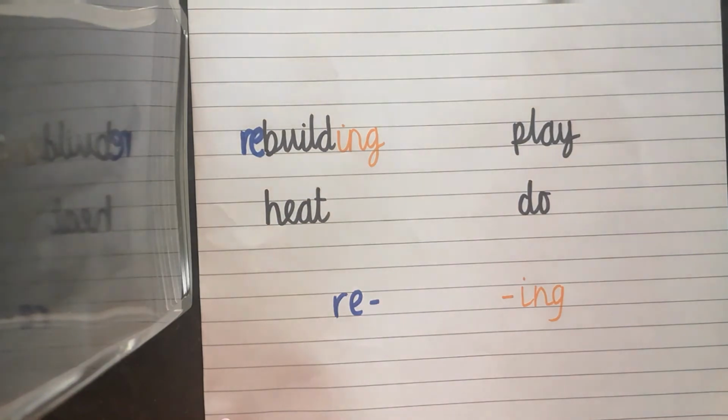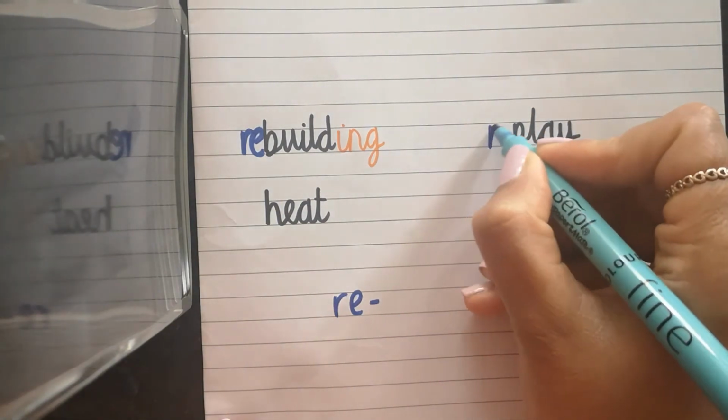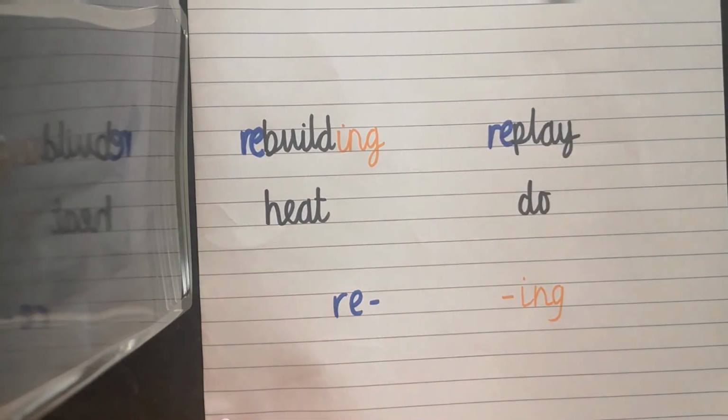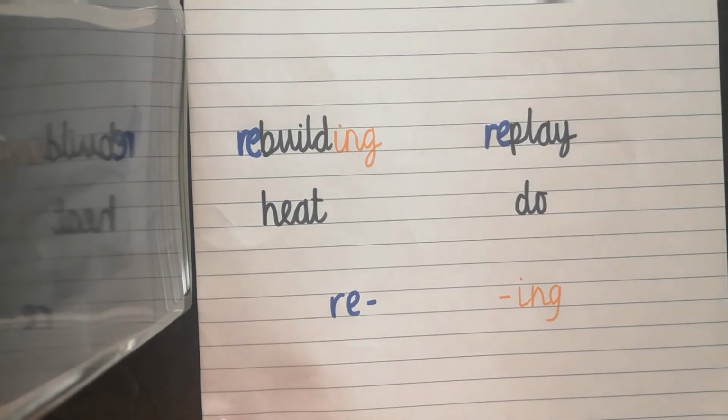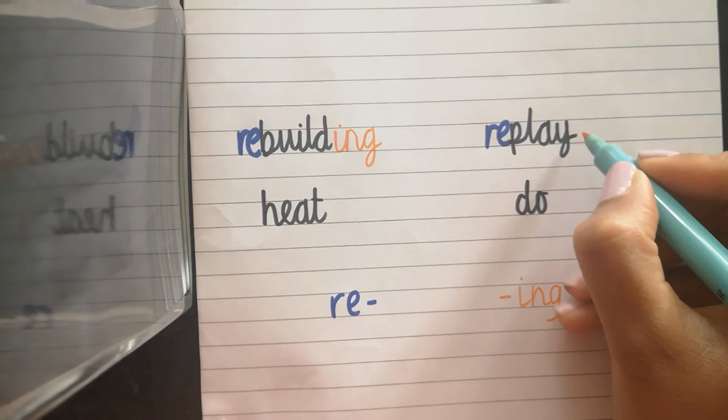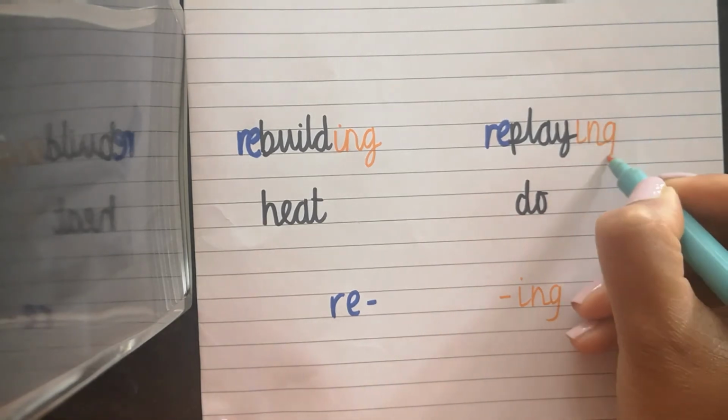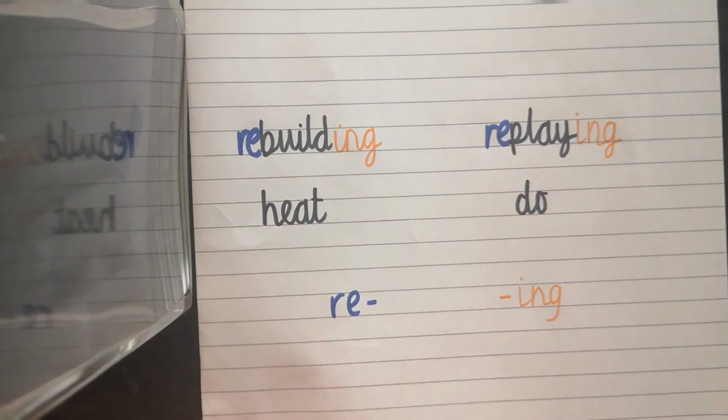The next one is play. If I was to add the prefix re in front of it, it changes it to replay. So if I was watching something, for example, and I missed a little bit, I might replay it so I can catch up on it. And then I could add the suffix ing, which changes it to replaying.